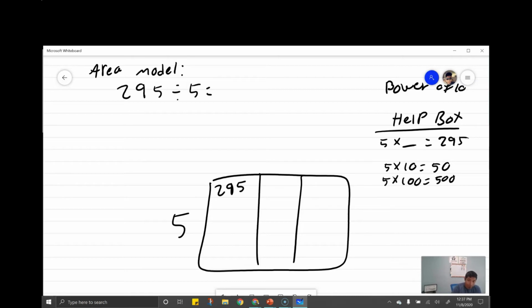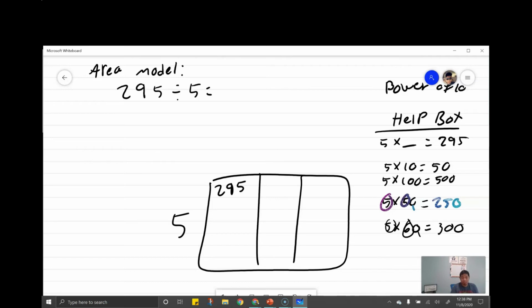Okay, you want to do 50? 5 times 50, because that's kind of in the middle, right? 5 times 5 is what? 25, and how many zeros? 1. So 250, ooh, that's close to 290. Let's see if we could do 60. 5 times 60, 5 times 6 is 30, plus a 0, 300. Ooh, that's a little bit too far.